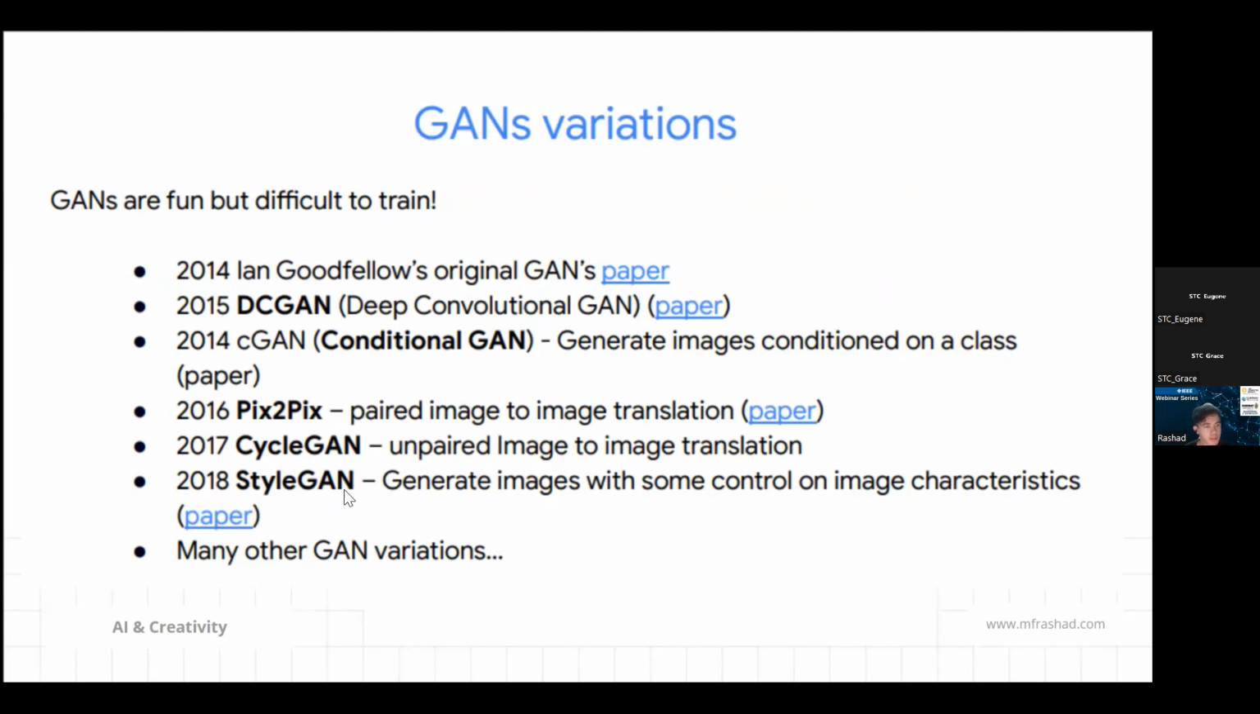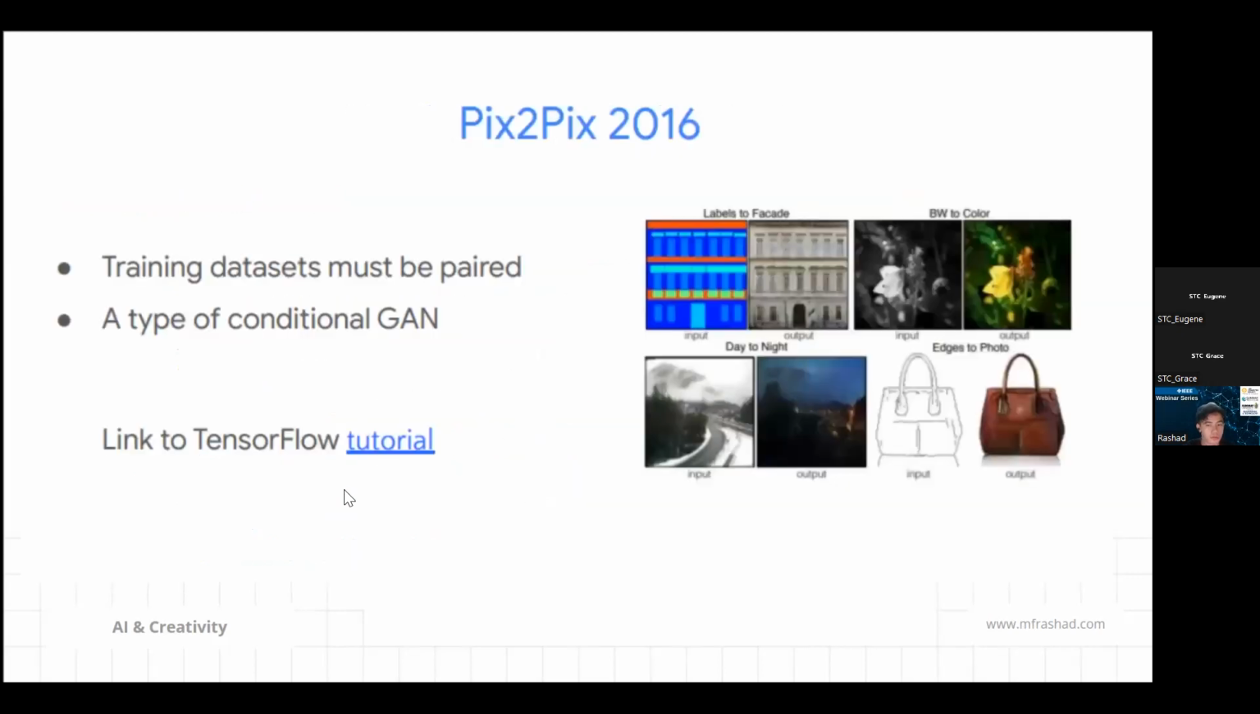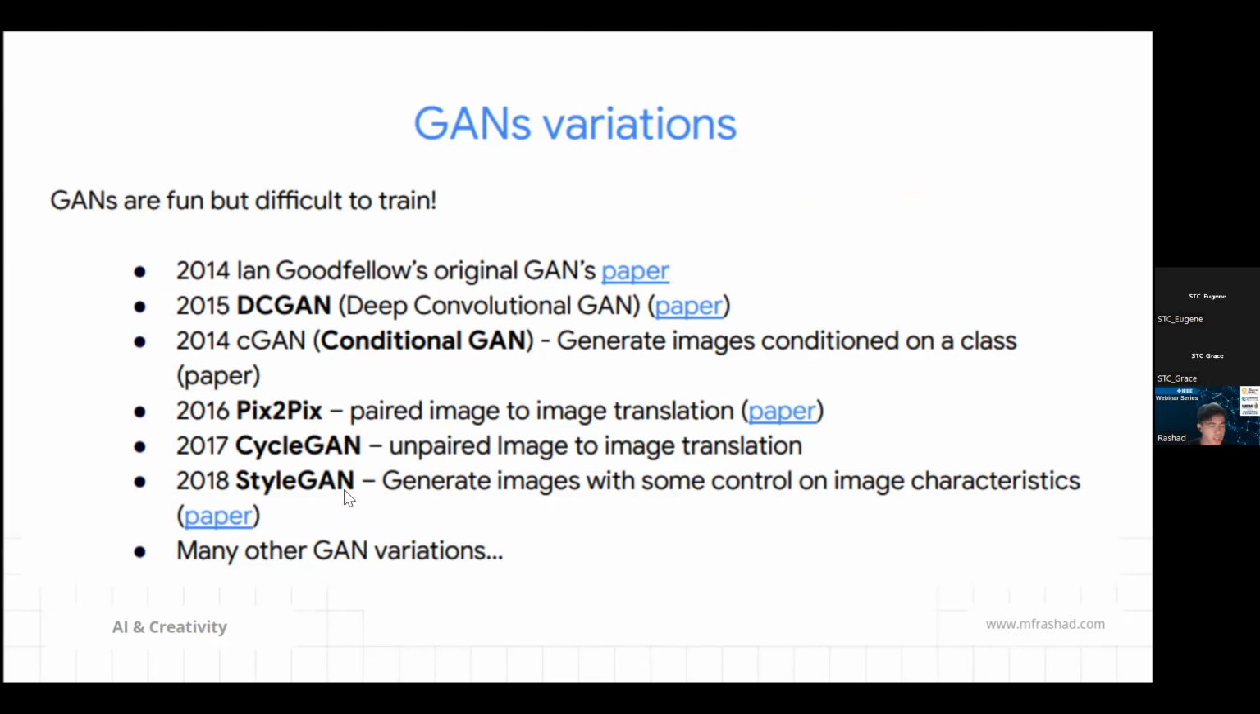So there's pix2pix and CycleGAN, and then in 2018 we have StyleGAN, which I think has a very big improvement on the resolution, and you can have sliders to control the style, such as the hairstyle, the hair color, and everything.